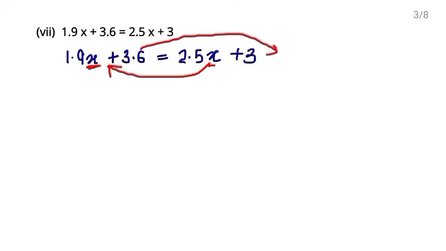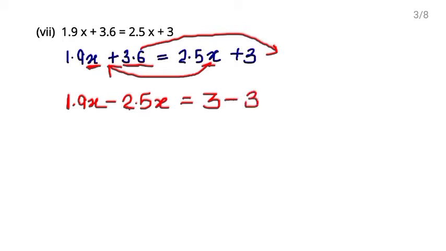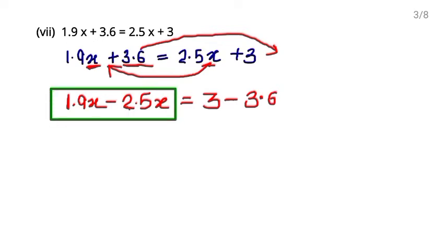Now it becomes 1.9x. After transposition, this 2.5x will become negative. So this will be minus 2.5x. Right? Equal to, on the right hand side we already have 3. And after moving this 3.6 to the right hand side, this will become of minus sign. Because previously this was of plus sign. Signs change, right? Now these are like terms because both the terms have variable x. But the signs are different. So we will subtract them.